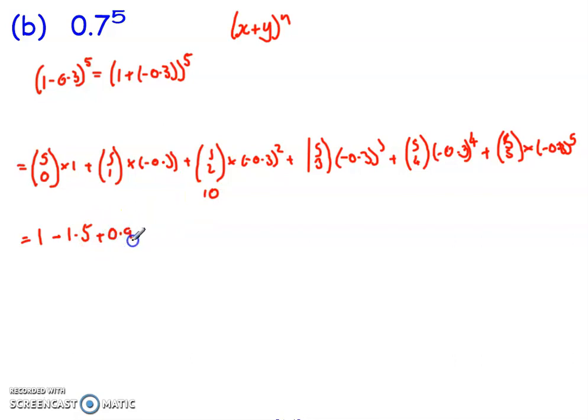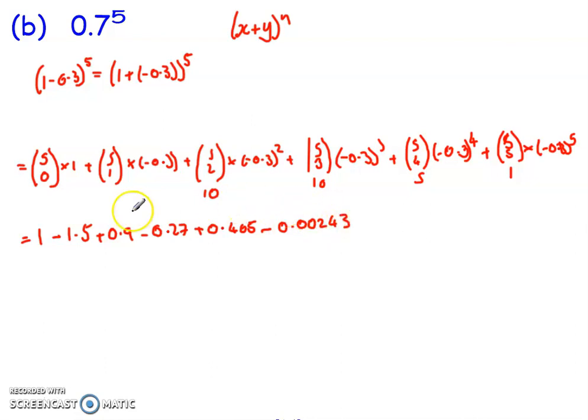plus 0.9. I've then got my 5C3, again that's just 10 times negative 0.3 cubed, that gives me take away 0.27. 5C4, which is 5 times negative 0.3 to the power of 4, what that gives me is plus 0.405. And then my final term is 5C5, which is just 1, times negative 0.3 all to the power of 5, which is then take away 0.00243.